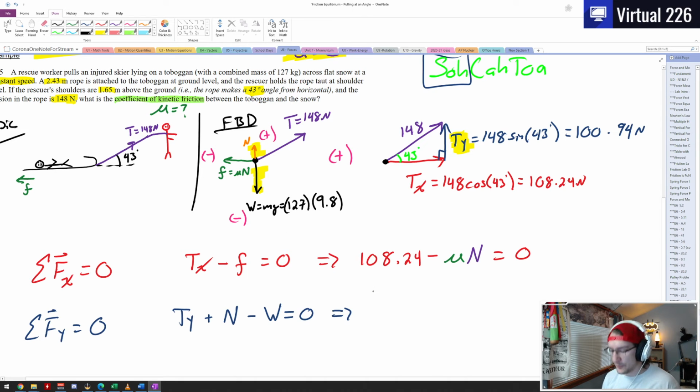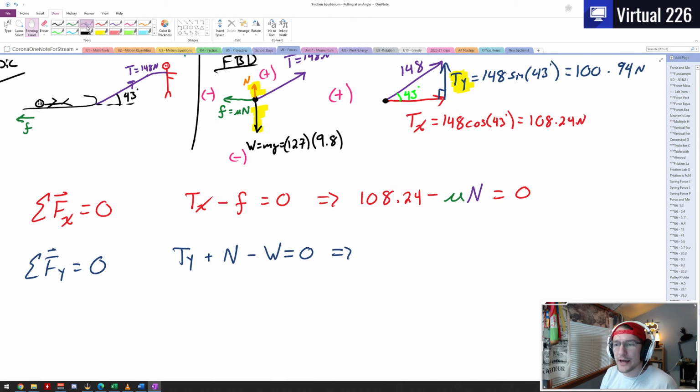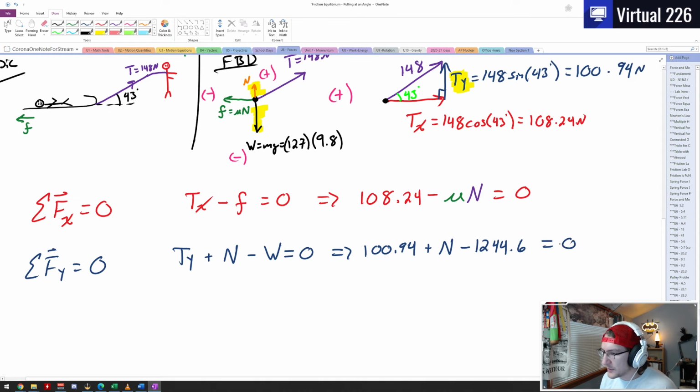And if we throw some numbers in for all of this, we're going to have 100.94 plus the normal force minus the weight, which we could actually grab that number. It's 127 times 9.8. What is that? 1244.6. Ooh, that's a big number. 1244.6. And that's going to equal 0. Well, this is actually kind of nice here because these numbers in the y direction, they're like terms. Everything is a newton down here. They're all forces. So I can combine them and I can solve for the normal force.